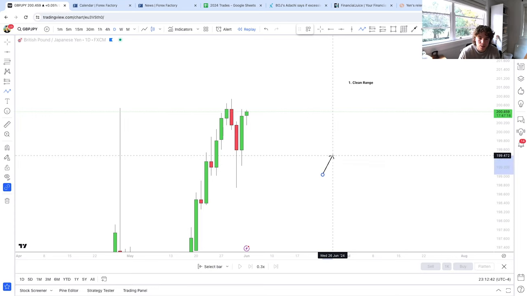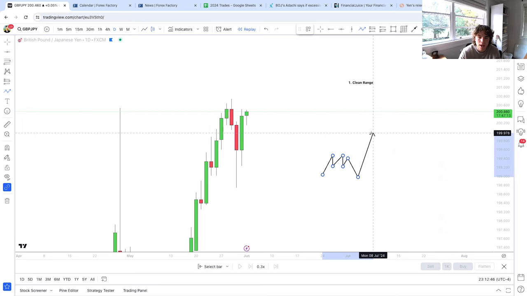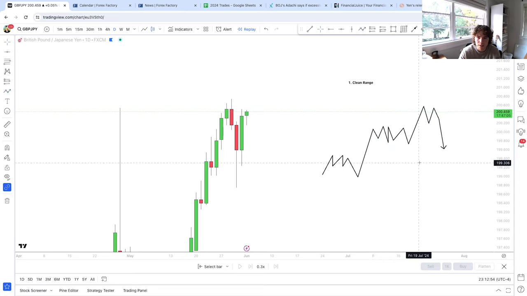So the market moves like this, we have a push, an exhaustion, we consolidate, maybe come down, and then we push again, and then we do the same, we maybe come down, maybe reverse, and we have these little areas in the market where we have clean range, okay? And that's what I mean when I refer to clean range.